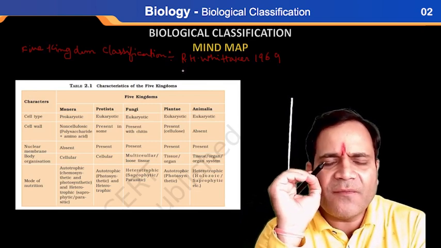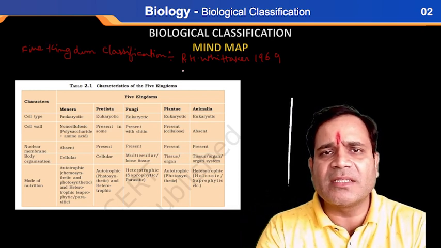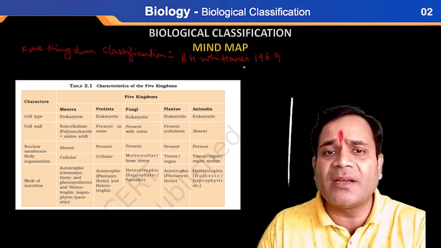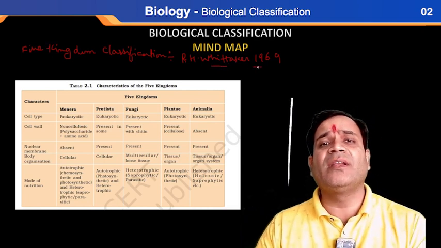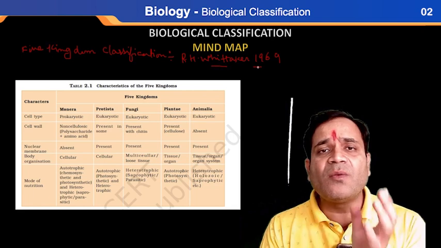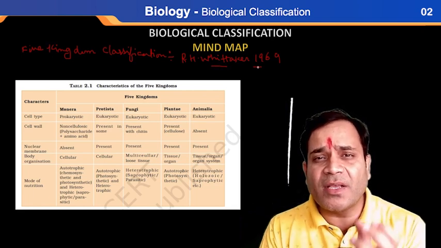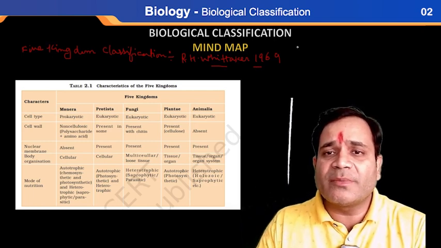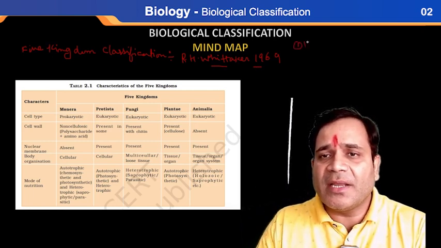Now, the five kingdom classification was given by the scientist R.H. Whittaker in 1969. Whenever he gave the five kingdom classification, what are the five kingdoms? This is the first thing you must know. The first one is kingdom Monera.